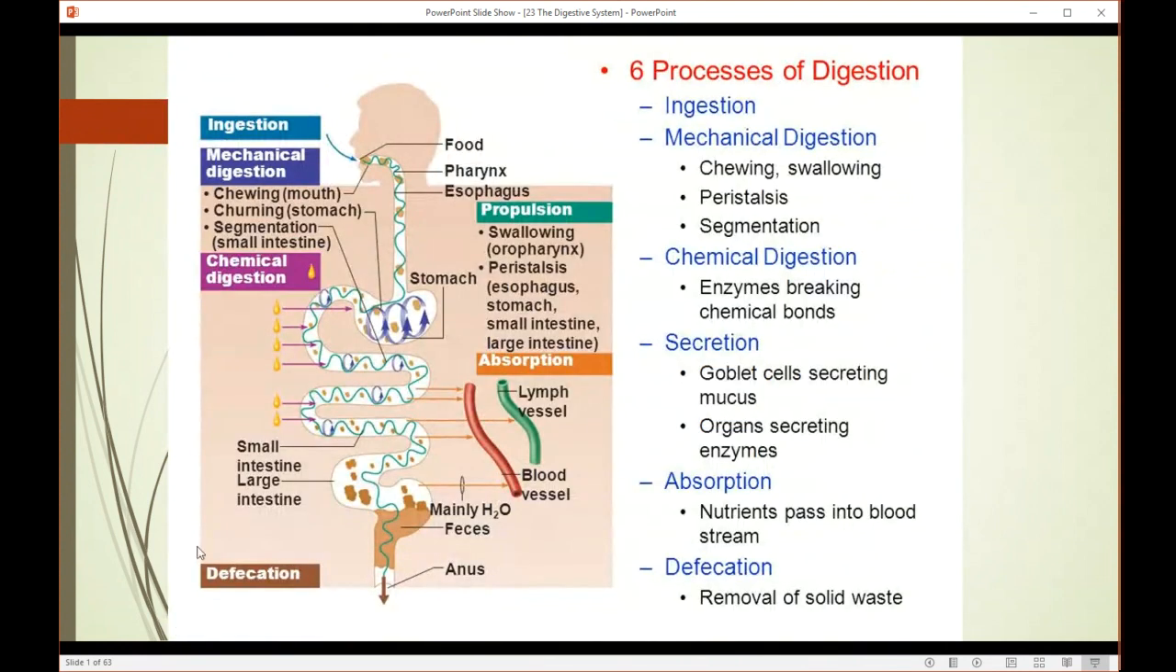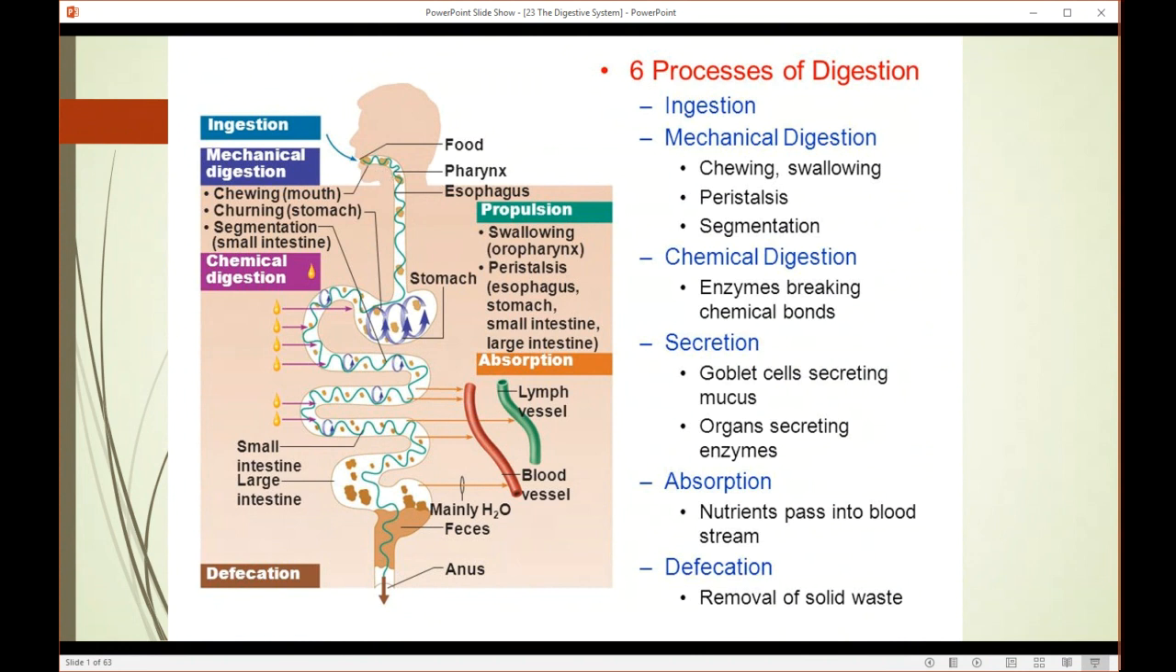Okay? And so we can sort of see how we're actually doing all of these things throughout. So we don't just like do one and then move on to the next one. It's sort of a constant cycle. So obviously ingestion, that's putting the food in your mouth and ingesting it. But we actually start this whole chemical digestion right here in the mouth, as well as we start mechanical digestion directly in the mouth, right?